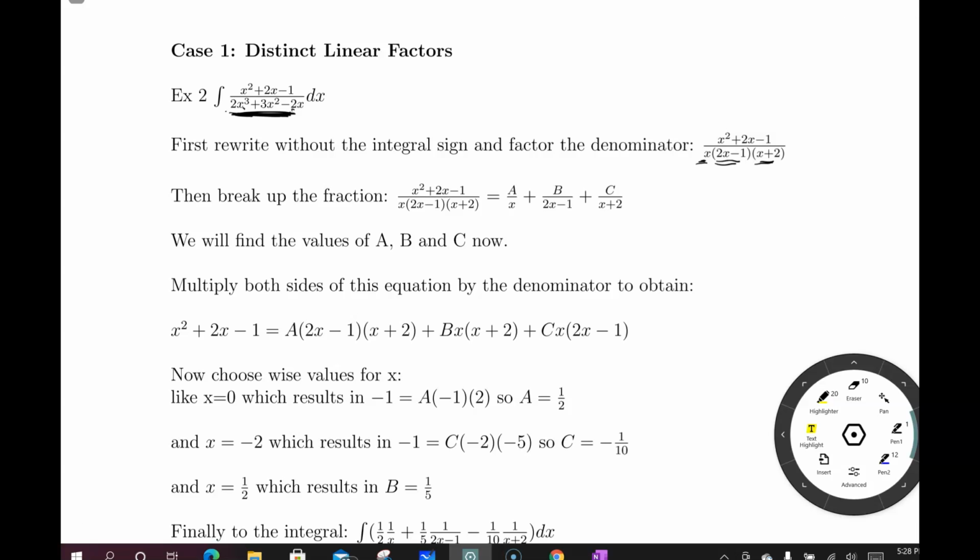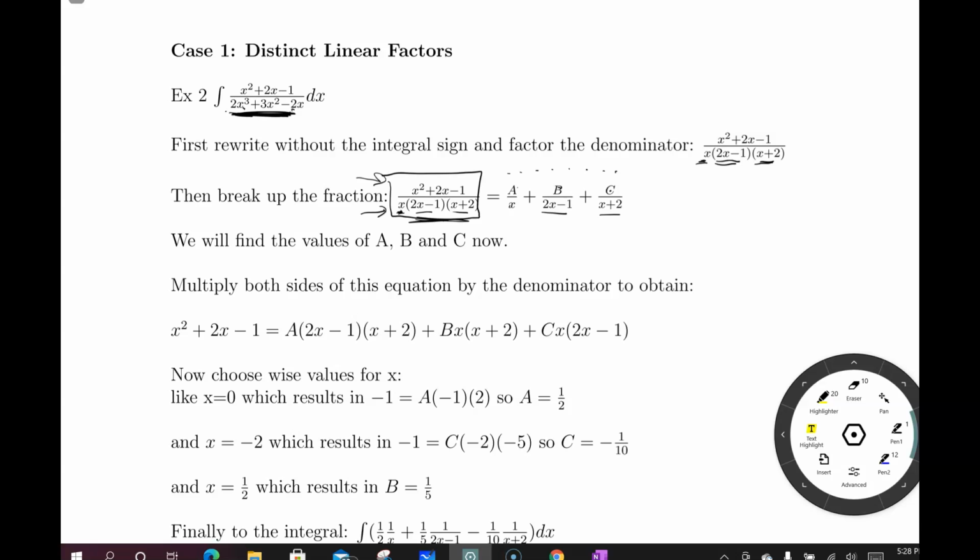So I first break up the fractions. It is necessary that you write this first, right? That you write this polynomial over the polynomial, all nice and factored, equal to, and I'm going to write the distinct factors, A over x plus B over 2x minus 1 plus C over x plus 2. So you need to have this side of the equation. So many times people just write this side down, but that doesn't work that way. You need to have this written down.